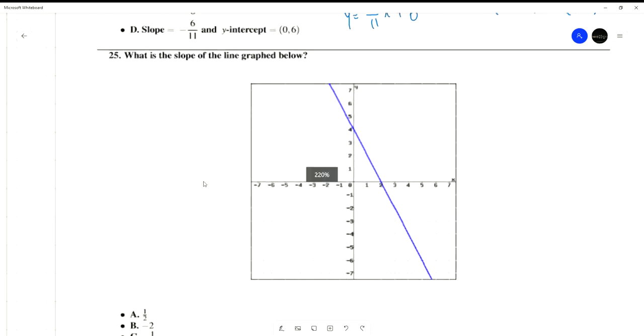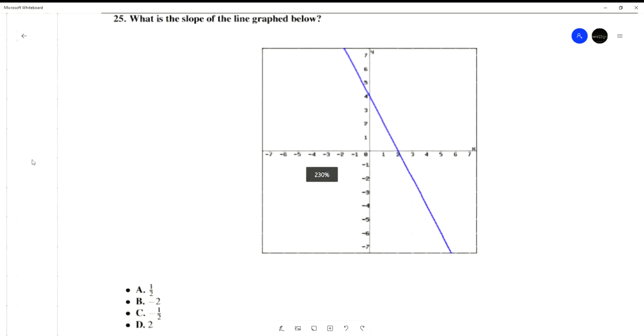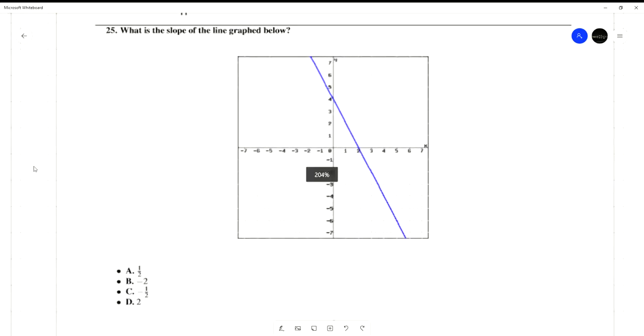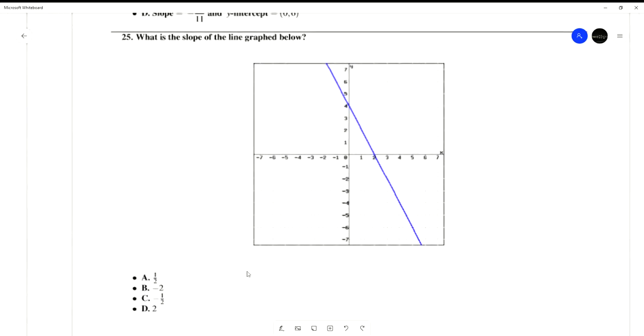Okay. Last problem for today. Let me zoom out a bit here. What is the slope of the line graphed below?